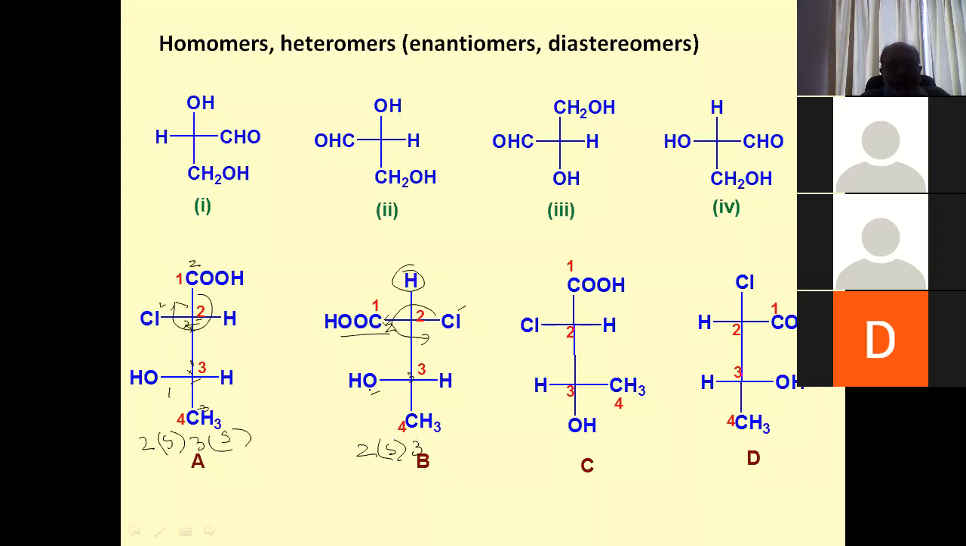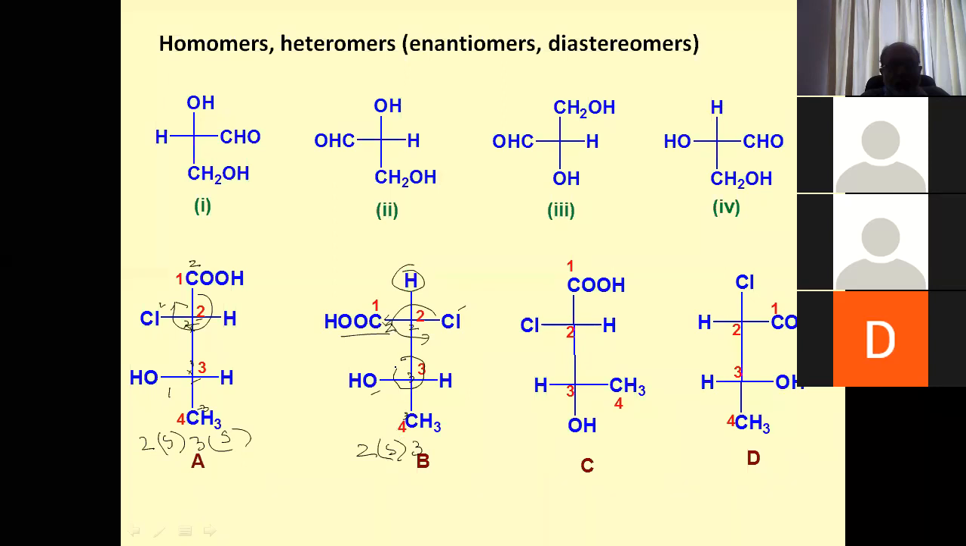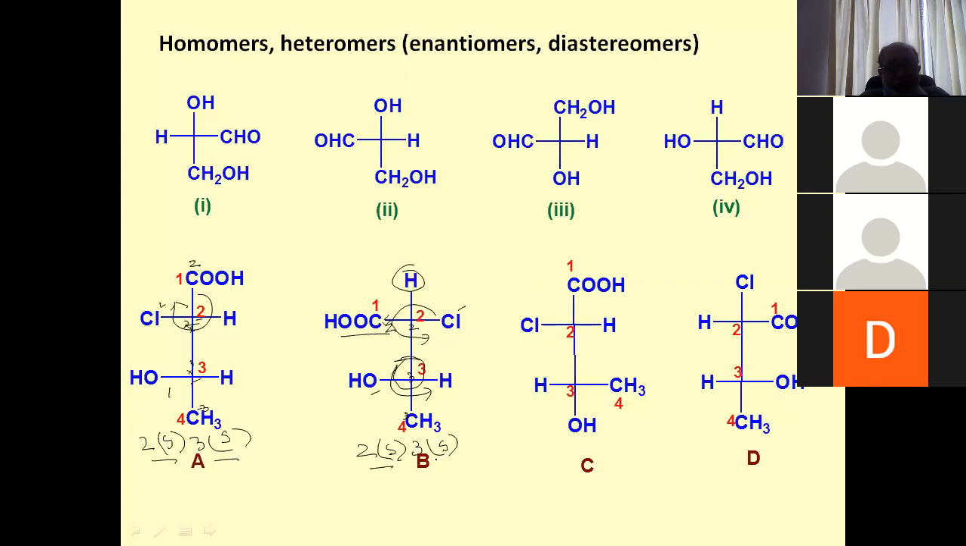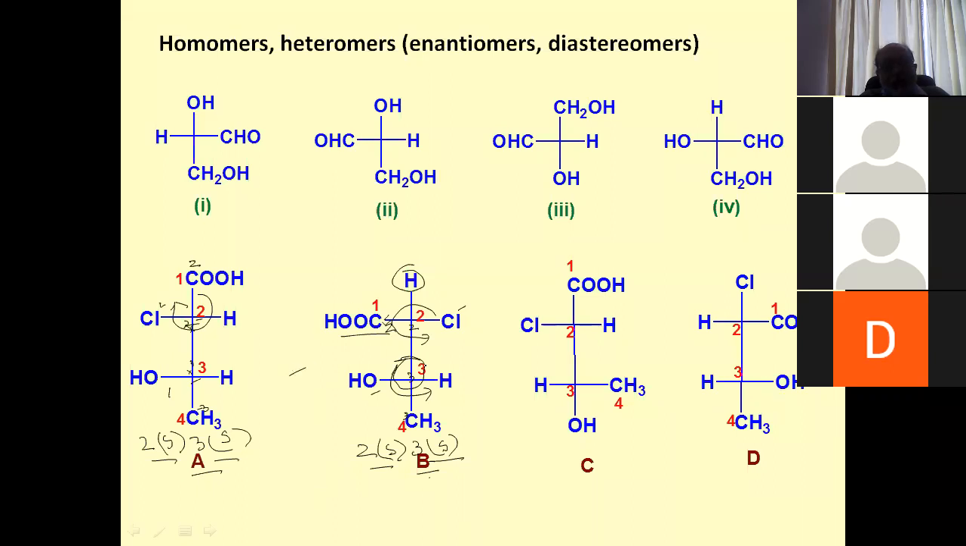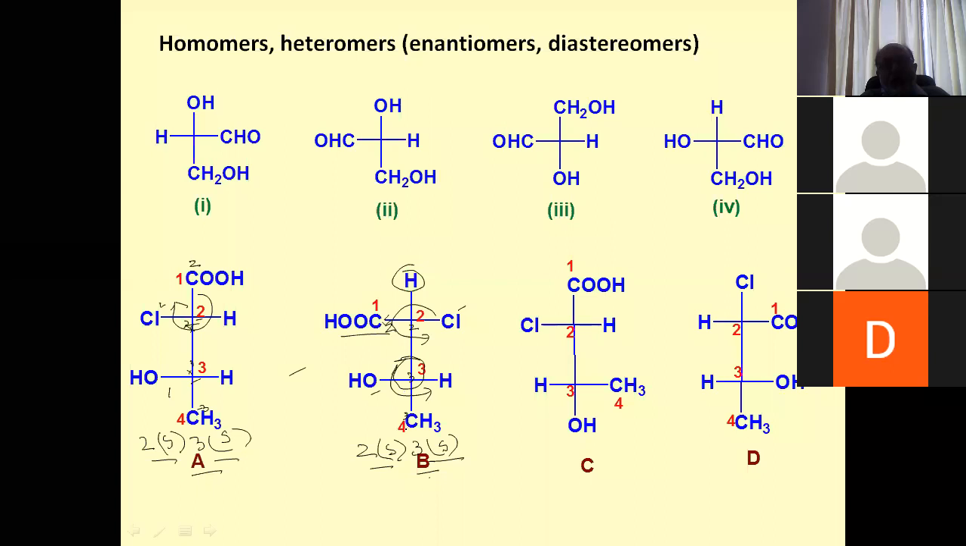3 is going to be 1. 3 will also be S. This is 2, this is 3. So what is it? S. That means 2S, 3S. This is also 2S, 3S. So what are A and B? Homomers. A and B are homomers. That means they are the same molecules. Though we have written them differently, they are the same molecules. They are homomers.